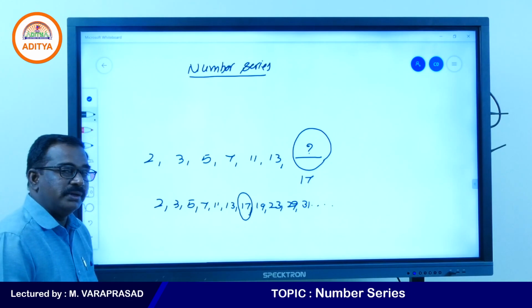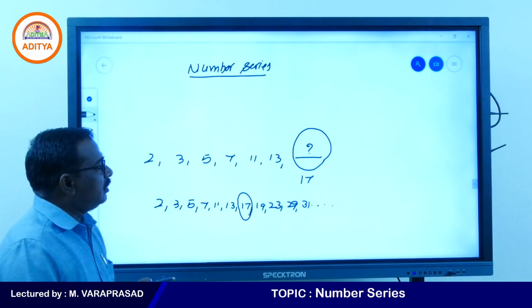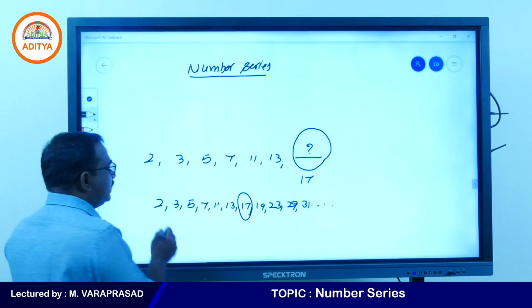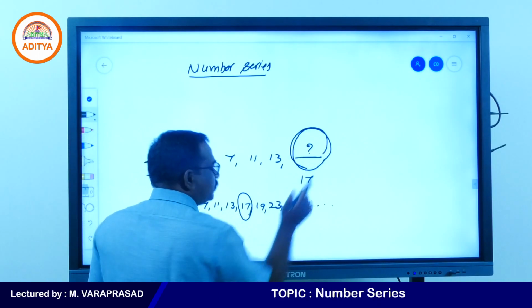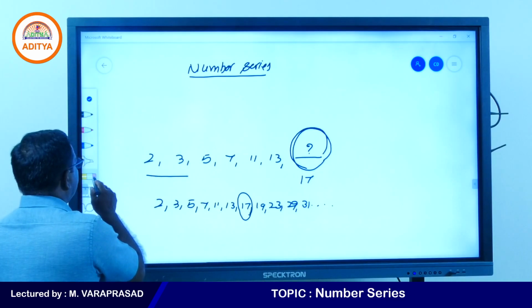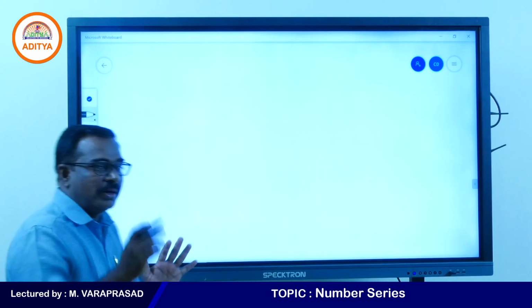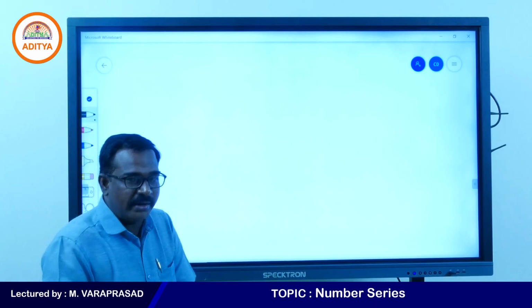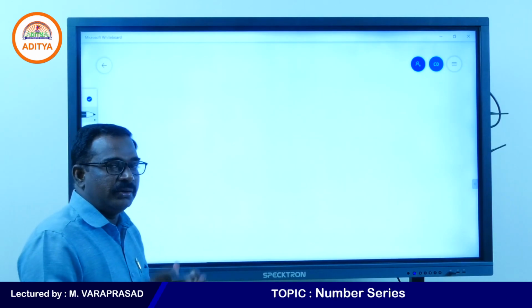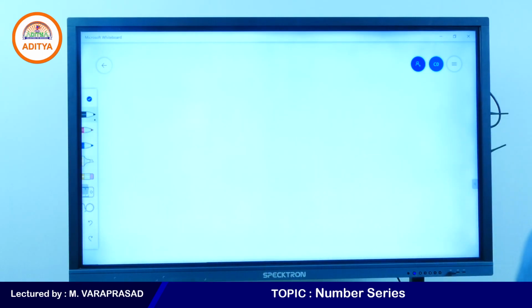A series of numbers will be given with a certain particular pattern or logic. So here you are getting 17. This is the prime number series. One more example I will give. So what does number series mean? A series of numbers will be given in a particular order or a particular pattern with a logic. You need to find out the logic and fill in where the question mark is given. One more example I will give.